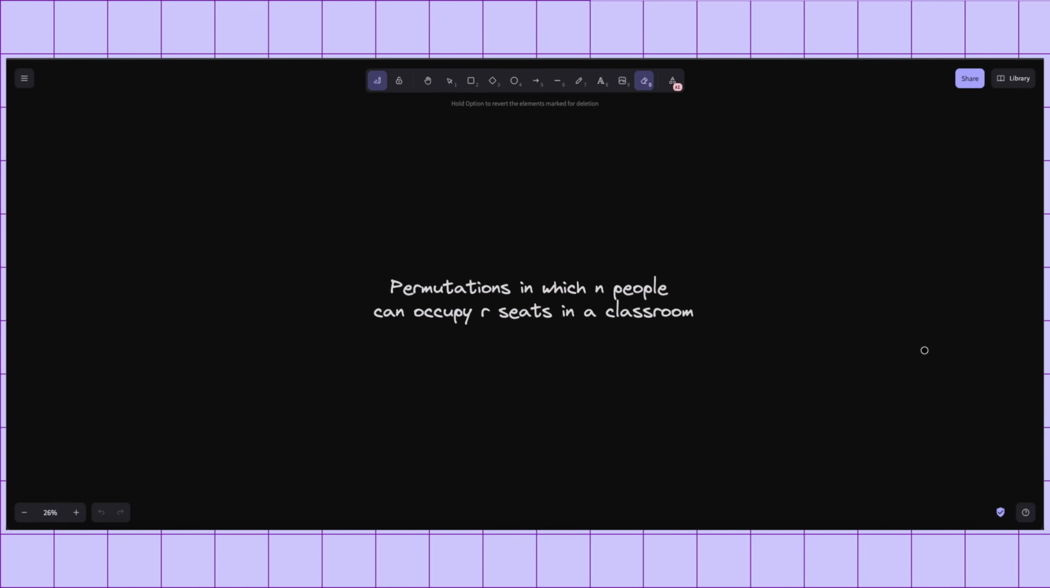Okay, so our next question is permutations in which n people can occupy r seats in a classroom. Now, before going into the discussion part, I hope you remember all the concepts that are related to permutations and combination, because this concept was the most important part of our maths.